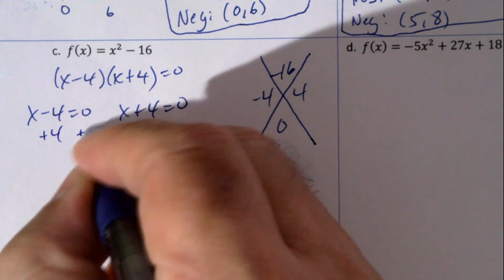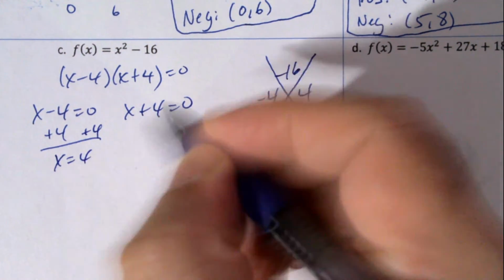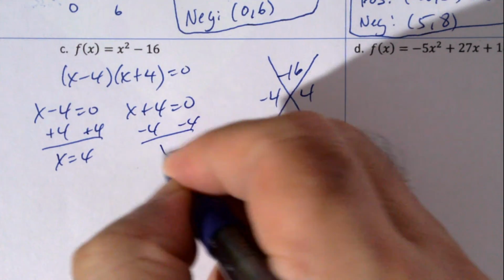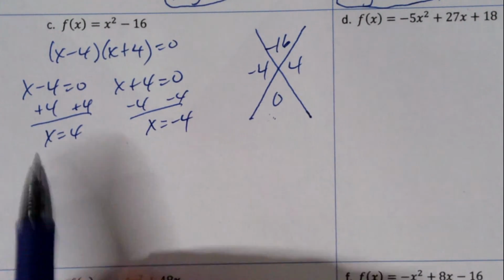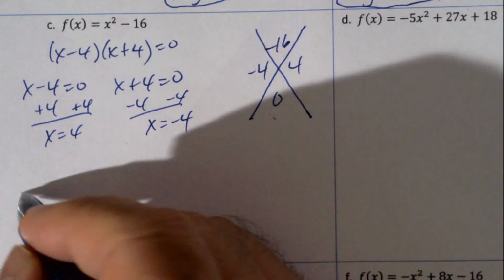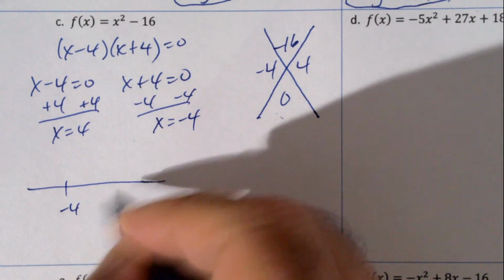Add 4, add 4. X equals 4. Subtract 4, subtract 4. X equals negative 4. All right. Now, so we make our number line. We want the negative 4 on the left, positive 4 on the right.